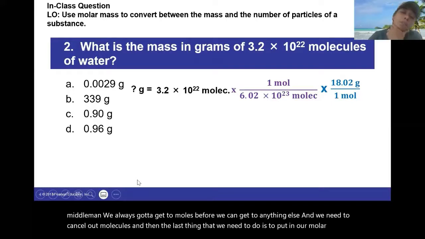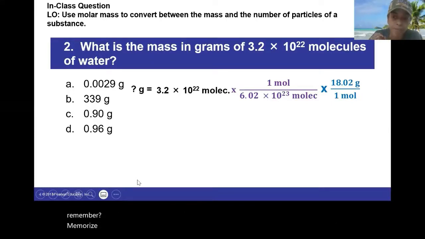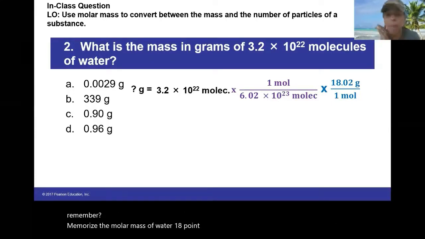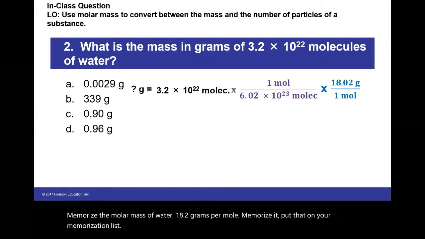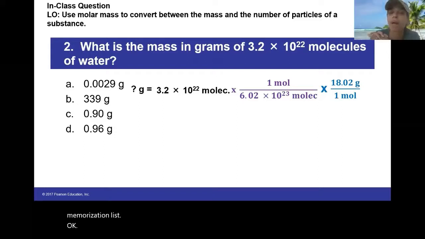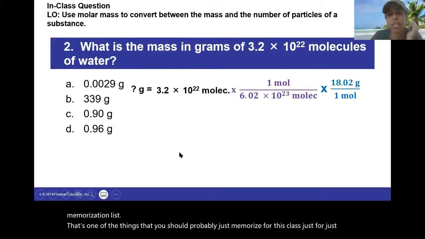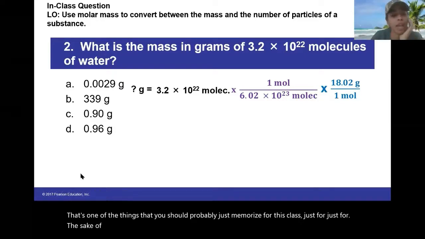Remember, memorize the molar mass of water. 18.02 grams per mole. Memorize it. Put that on your memorization list. That's one of the things that you should probably just memorize for this class, just for the sake of not having to calculate it all the time, because we're going to use it a lot.